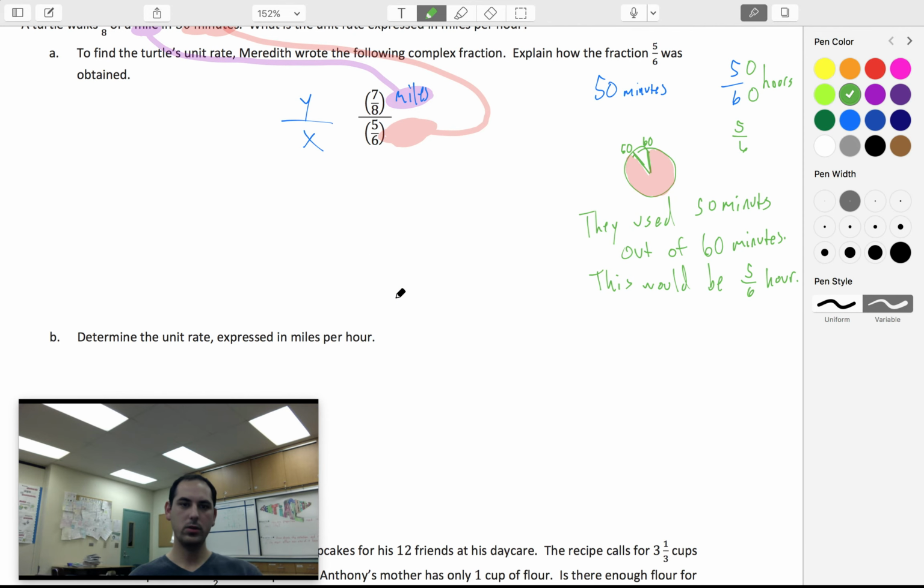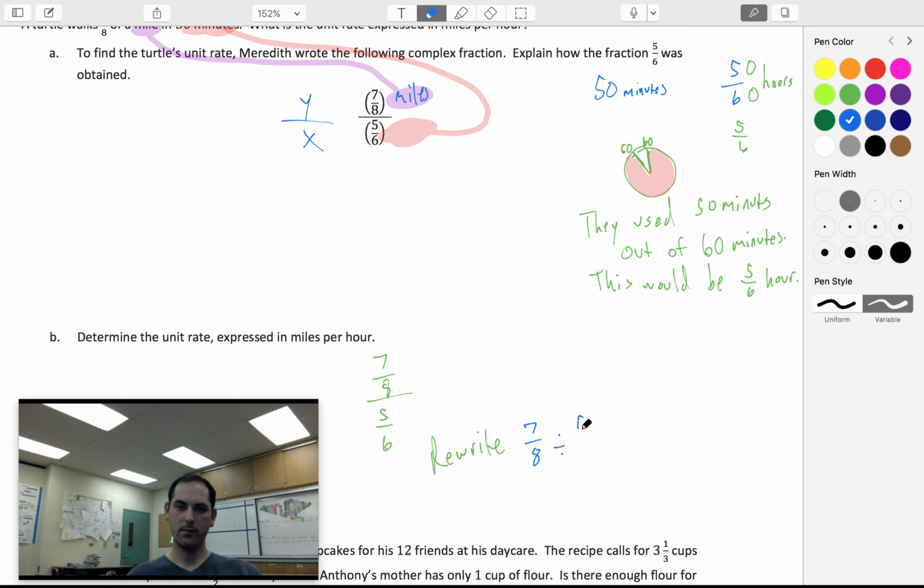Now determine the unit rate. So now we're on to the unit rate, this problem. Continuing this one from A. All we have to do is take 7/8, divide by 5/6, and rewrite and work it out. So try to rewrite it before I do. Pause it and work on it. Alright, hopefully you have this.